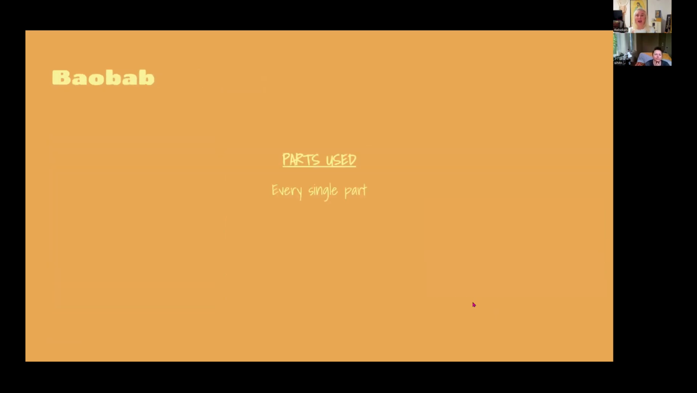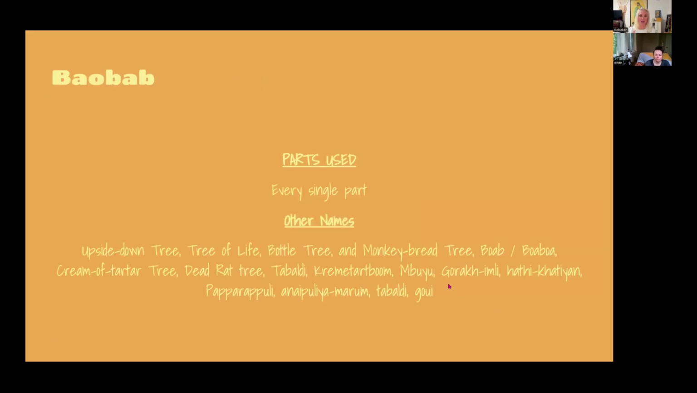So the parts used: every single part of this tree is used for something. We're going to talk about that. Other names are the upside down tree, the tree of life, the bottle tree, monkey bread tree, baobab, cream of tartar tree, dead rat tree, tabaldi, creme tart boom, mbuyu, gorak imli, hathi kadian, paparapuli, Puliya Marum, and I think I did Tabaldi twice, and Gao.